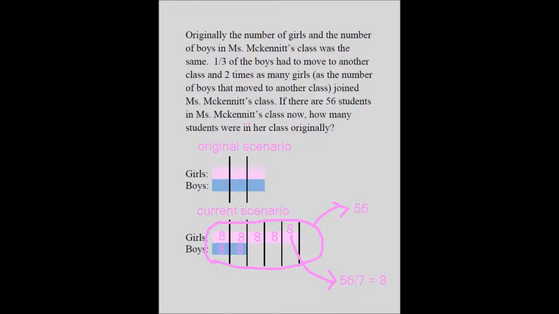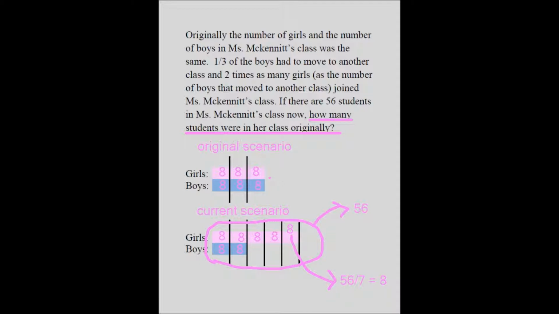The question says, how many students were in her class originally? Well, this is the original scenario. If each piece represents 8 students, she had 8 students here. Of course, you know where I'm going with it. 8 students here, but I'll be writing all those numbers. I know some of you can do it in your head. 8 students here, 8 students here.